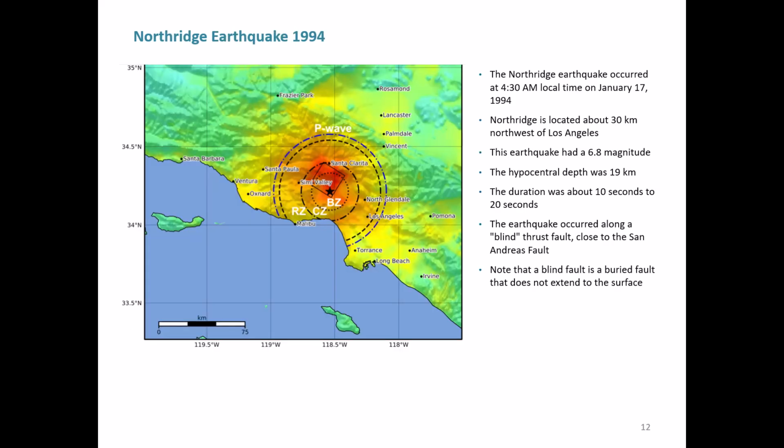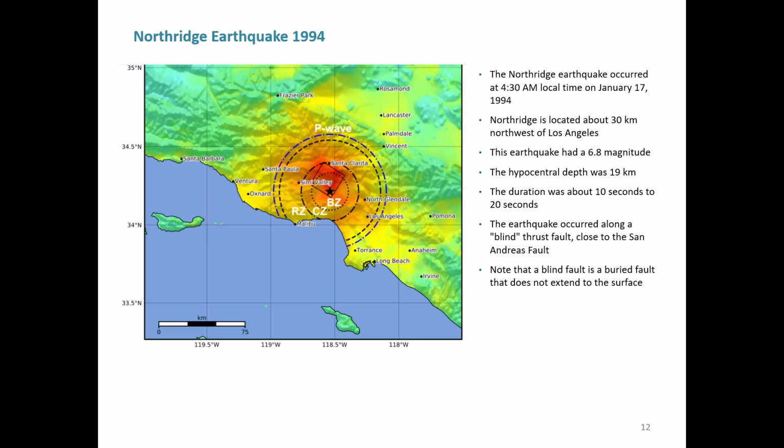So in 1994, the Northridge earthquake comes along, occurring at 4:30 a.m. local time, January 17th, 1994. And Northridge is about 30 kilometers northwest of Los Angeles. Now this had a 6.8 magnitude, which is a bit higher than the San Fernando, but yet the duration was shorter, just 10 to 20 seconds for the Northridge quake. And the hypocentral depth was 19 kilometers.